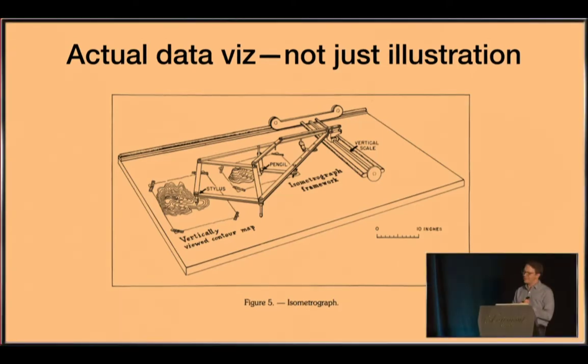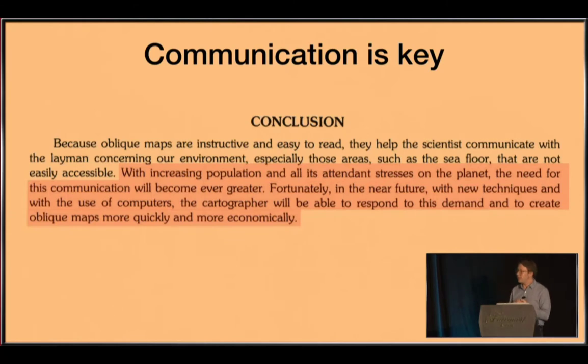The 3D structure of the landscape is immediately apparent. Some might say, well, that's just illustration. That's not data viz. But that's not the case. The cartographers of the USGS actually created these maps by using what's called an isometrograph, which maps contours to their 3D projection. These maps were based off of actual data visualized in 3D. And even in 1988, cartographers understood something very important about these types of visualizations. They are incredibly engaging and easy to understand.